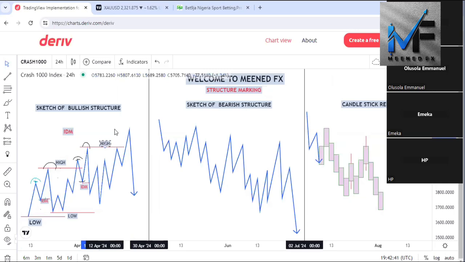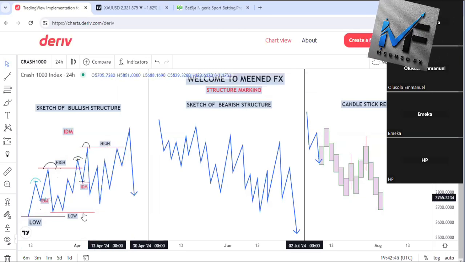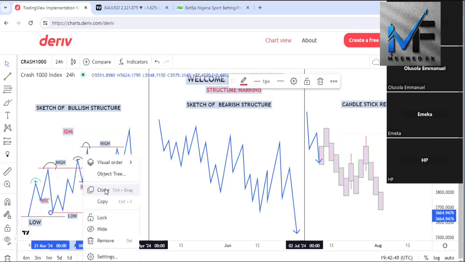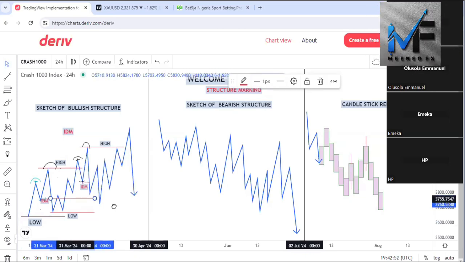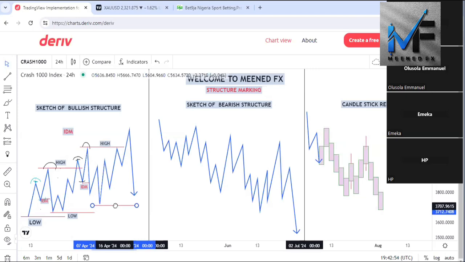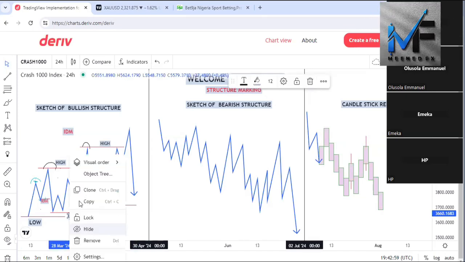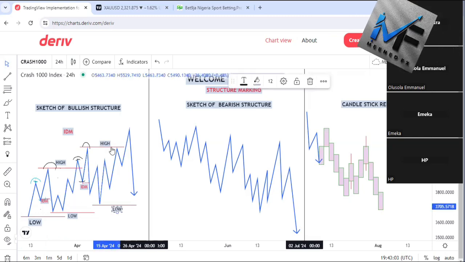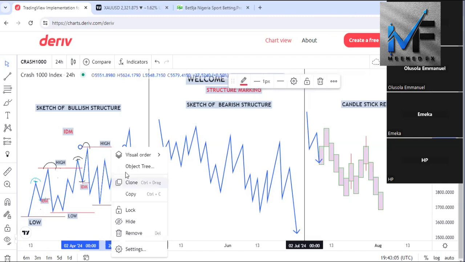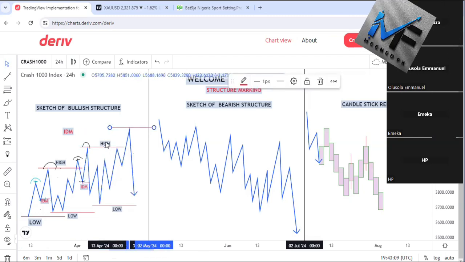So the same process goes on and on. As soon as this retraced and then broke that high, went above that high, this becomes our valid low. And then the whole process continues, all right? If you understand this, drop 222 in the chat box.